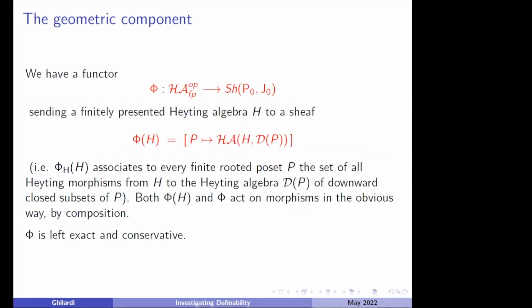And now we have a functor from our original category that we want to study into this category of sheaves, and this is defined as follows: it maps a poset to the Heyting algebra morphisms from our finitely presented Heyting algebra into the downward closed sets. This is the functor. The functor preserves limits and it is conservative. And this is the important thing.